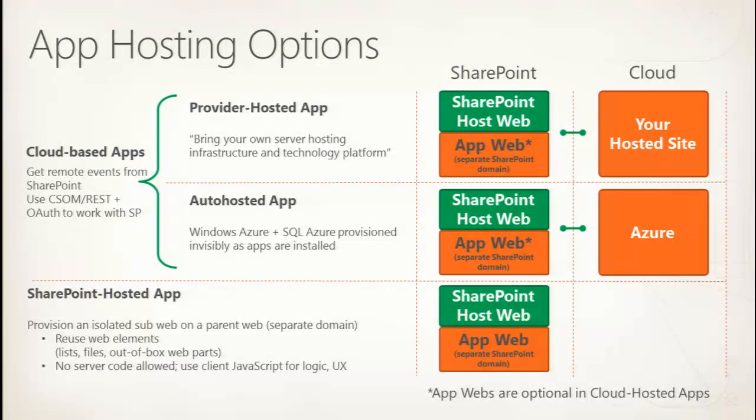So when we look at the different app models for hosting options, we have two of the cloud-based models. There's some confusion around where the code runs in the cloud. Does it have to run on Azure? Does it run on premise? Well, that's the provider-hosted app model. If I want my infrastructure for my business logic to run in some other hosted service, or if I want that to run on-premise, I'm looking at the provider-hosted model. If I want to have everything auto-deployed and provisioned and have a tenant in Azure to do that, that's the auto-hosted model. There are some constraints around that, but we'll go through that.